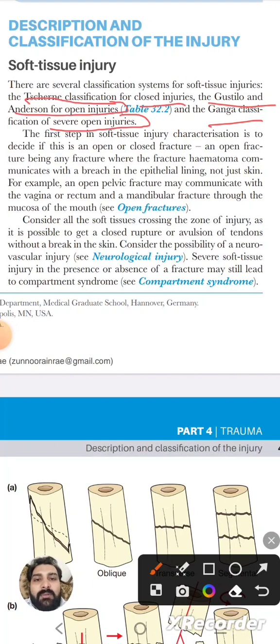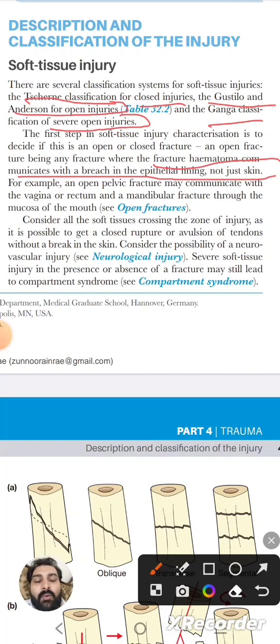First, it is important to determine whether there is a fracture or not, and if there is a fracture, is it open or closed. So how will you describe an open fracture? An open fracture is a fracture where the fracture hematoma communicates to the exterior through a breach in the epithelial lining or in the skin.